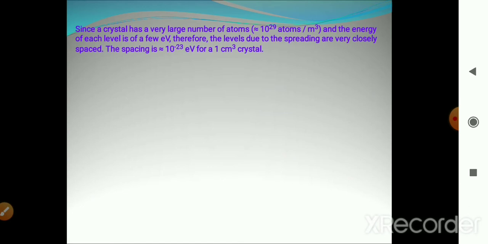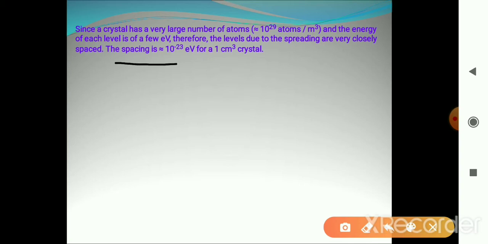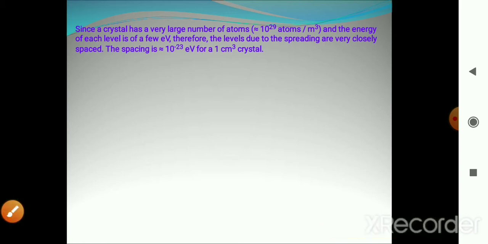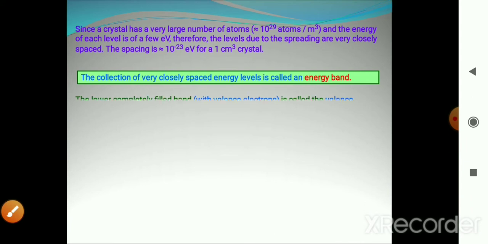Now these bands are not uniform or homogeneous, rather they consist of very closely spaced energy levels. The spacing between energy levels is of the order of 10 raised to the power minus 23 electron volt. So these bands consist of discrete energy levels, though very closely spaced.